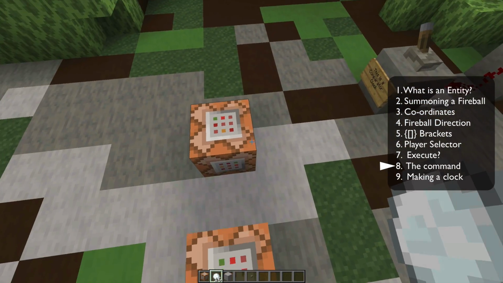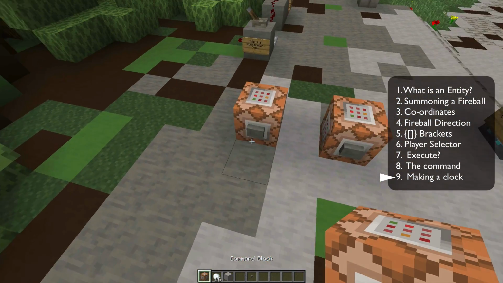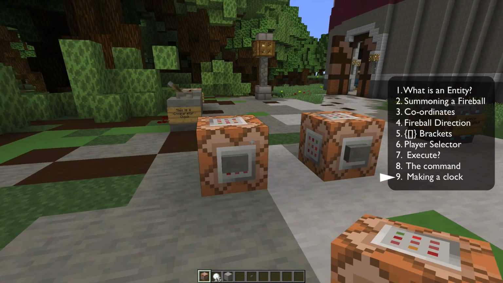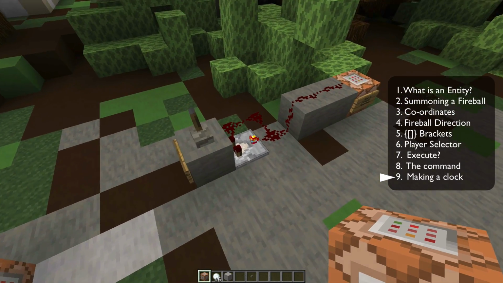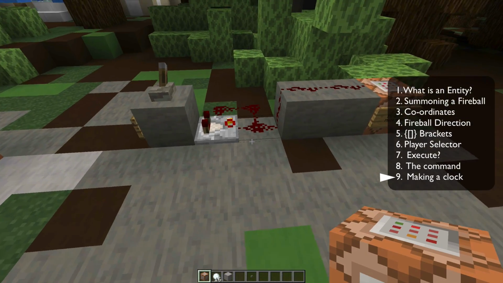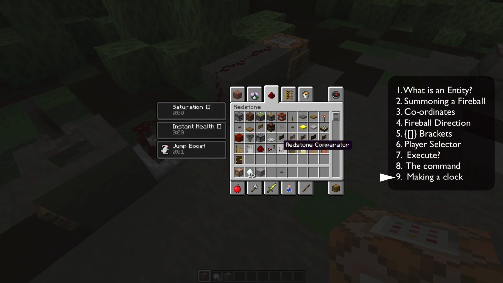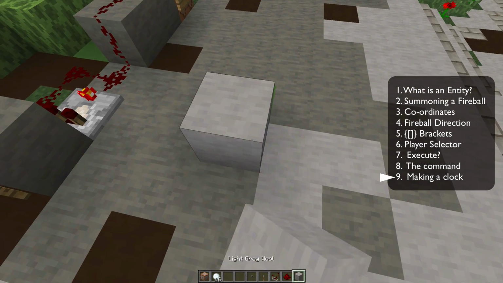Now, this command is all great, but what we need to do is constantly power it, because you can't stand here going click, click, click. For that we need a clock. One of the best clocks, and one I use the most, is something called a comparator clock. To make one, we need a redstone comparator, some redstone dust, a block, and a lever.